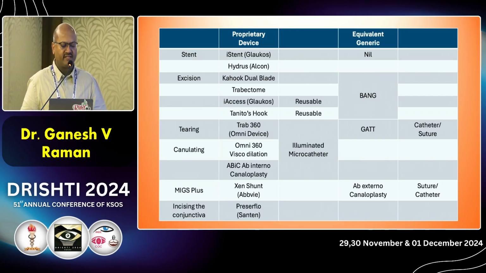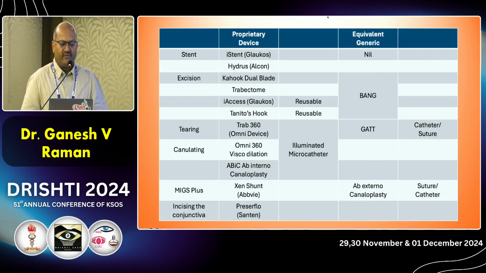The iAccess by Glaukos, which is not available here, can be reused, and the Tenitos hook can also be reused. The Trab 360 or the Omni 360 are the same devices but used for different purposes. One is you can tear it, or you can viscodilate Schlemm's canal. And then you have the MIGS Plus devices that touch the conjunctiva. We have our own alternative, which is canaloplasty. Maybe we come to that later. And if you excise the conjunctiva, the PreserFlo from Santen is another device. These are all tubes which are put in the subconjunctival space.